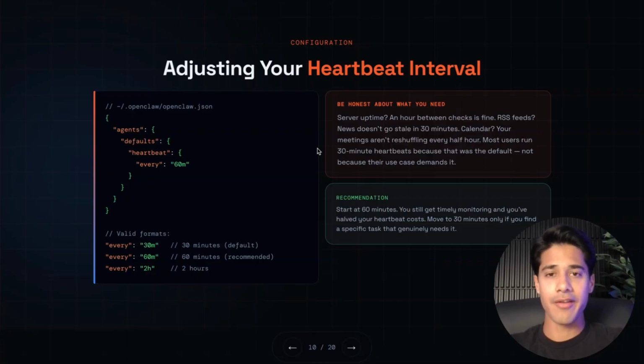You'll still get timely monitoring and your agent checks everything once an hour, but you've cut your heartbeat API costs in half. Now think about what your heartbeat is actually monitoring. If it's server uptime, an hour between checks is fine. If it's RSS feeds, news doesn't become stale in 30 minutes. If it's calendar changes, your meetings aren't moving around that fast. Be honest about what frequency you actually need. Most people who run 30-minute heartbeats do it because that was the default, not because their use case demands it.